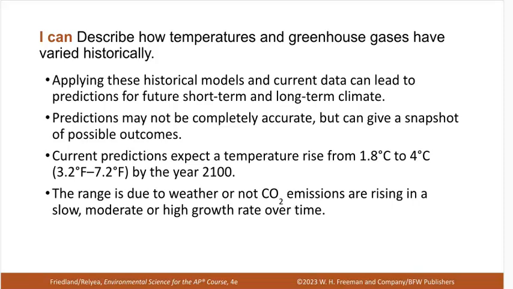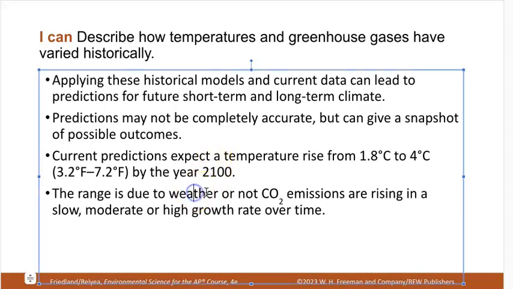Okay, so we can take this data, we can also look at tree ring data, we can look at sediment data. So it's not just ice cores, it's a whole bunch of data all over the world that we piece together. The IPCC, when it meets, looks at all of the data from all the scientists. So we can get predictions, but a lot of it is variable. We're trying to make predictions of what could happen based on computer models, theoretical models. Our predictions could be anywhere from 1.8 to 4 degrees Celsius higher than it is currently by the year 2100. The range is due to whether CO2 emissions are rising at a slow, moderate, or high growth rate over time.